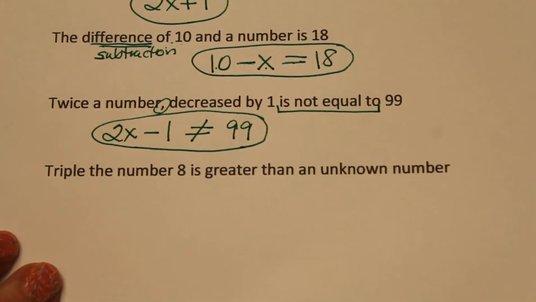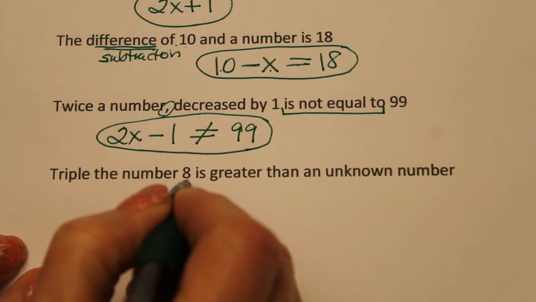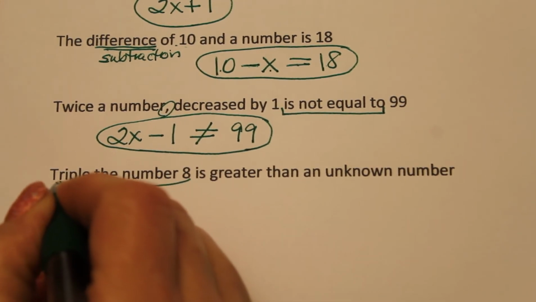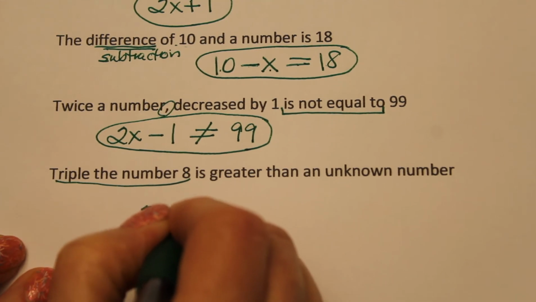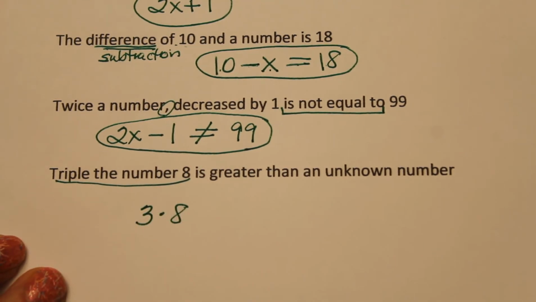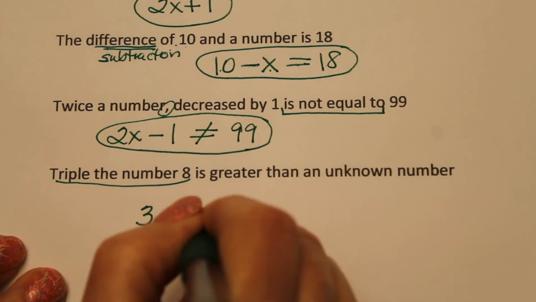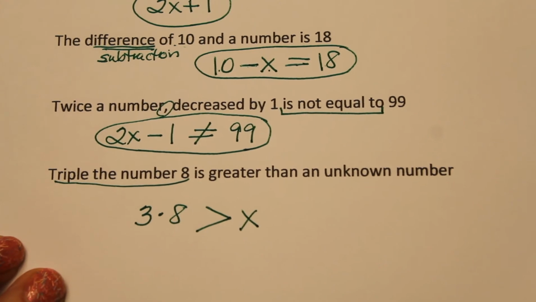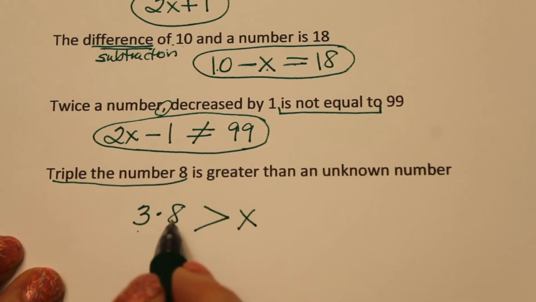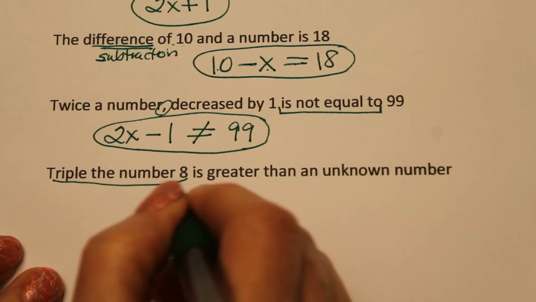And here we have triple the number 8. All right, so that's 3 times the number 8 is greater than an unknown number. Triple the number 8 is greater than the unknown number.